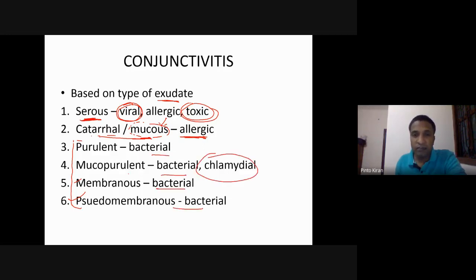Chlamydia will cause a mucopurulent discharge. What do you mean by mucopurulent? Very simple. When the pus is mixed with the mucus secretion, that is mucopurulent. Very simple.